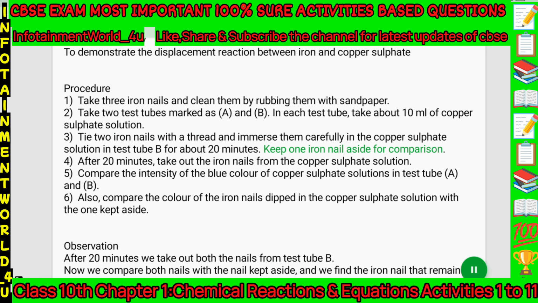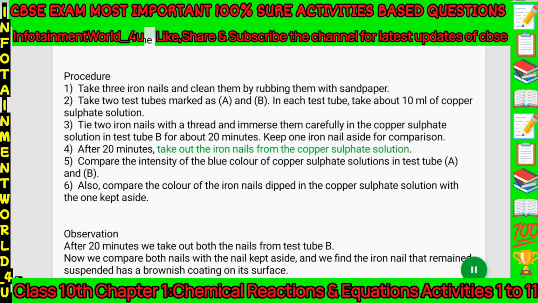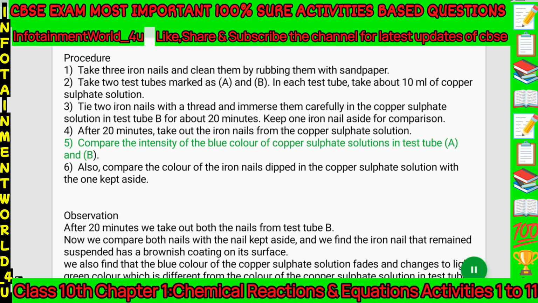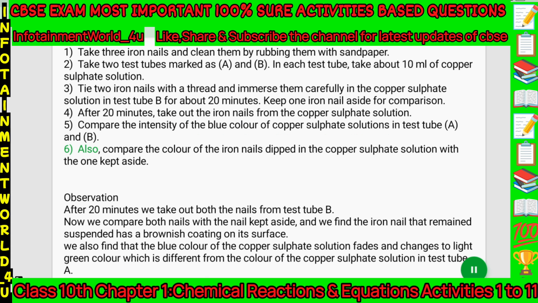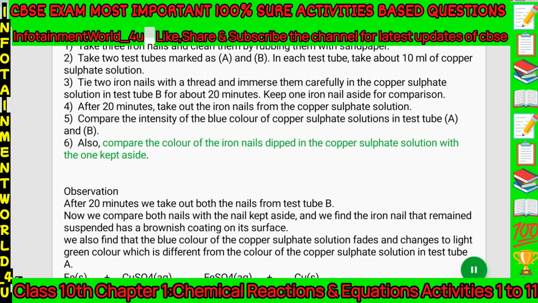Keep 1 iron nail aside for comparison. 4. After 20 minutes, take out the iron nails from the copper sulfate solution. 5. Compare the intensity of the blue color of copper sulfate solutions in test tube A and B. 6. Also, compare the color of the iron nails dipped in the copper sulfate solution with the one kept aside.